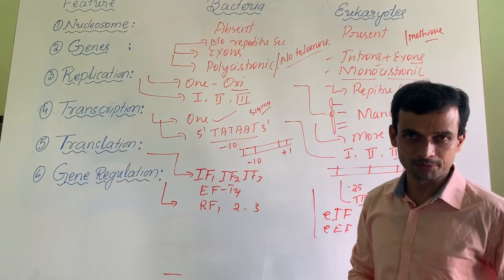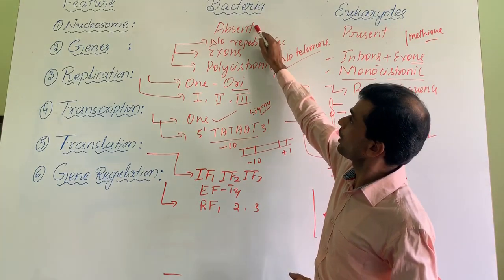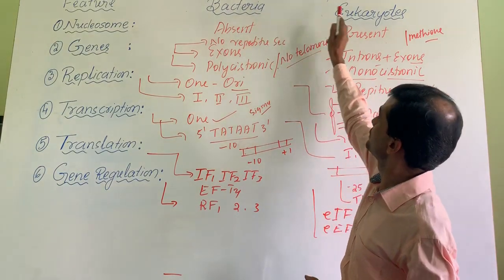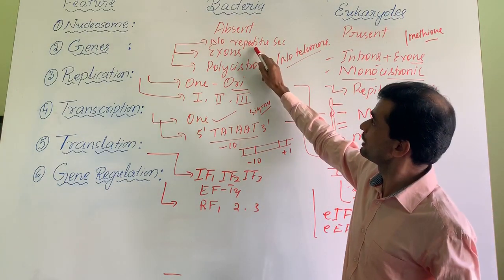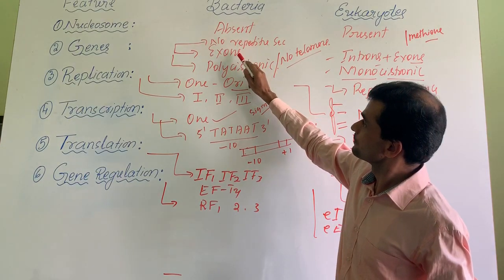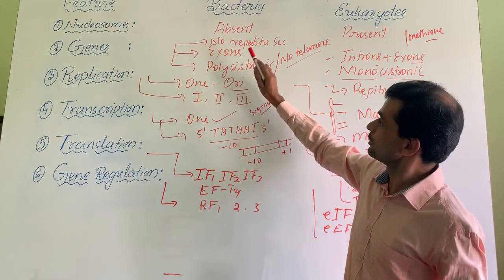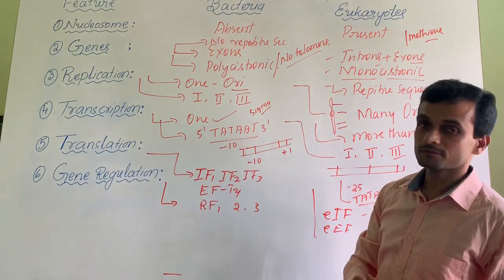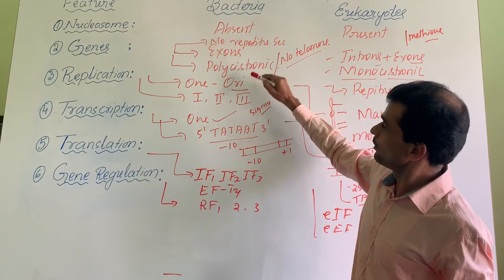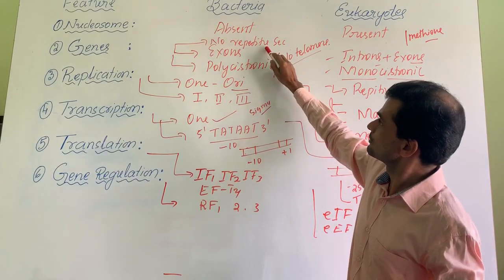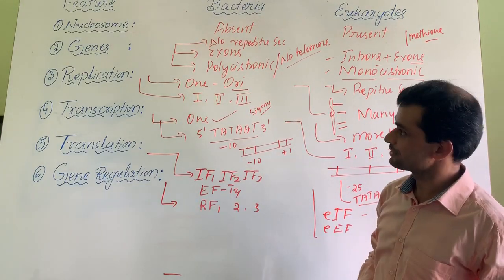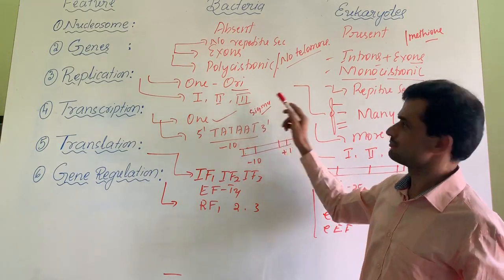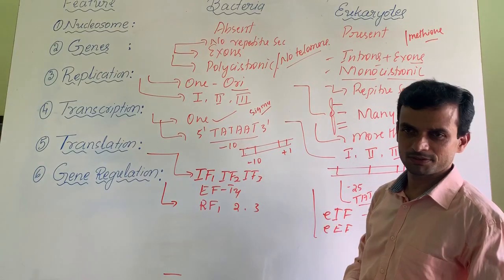What have you understood in this video? See, nucleosome is absent here. Nucleosome is present here. Then the difference between bacterial gene and eukaryotic gene. In a bacterial gene, there is no intron, only exon. Bacterial gene is polycistronic, no telomere. Replication starts from one point. No repetitive sequence. And then we have discussed this: DNA polymerase 1, 2, 3. Eukaryotes have so many DNA polymerases.